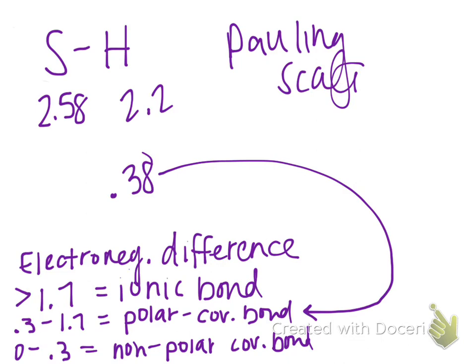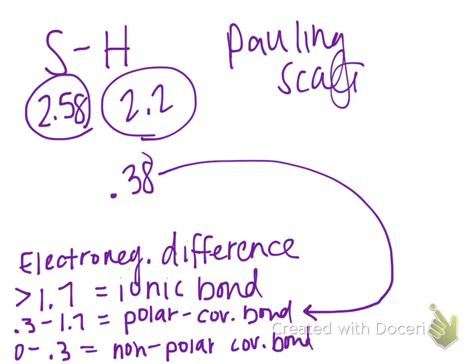Which two do you subtract? Sulfur's electronegativity and hydrogen's electronegativity, it's always bigger minus smaller. So it doesn't matter which element you subtract. You're just looking for the difference between the two. That's it. Okay, we're feeling good so far?